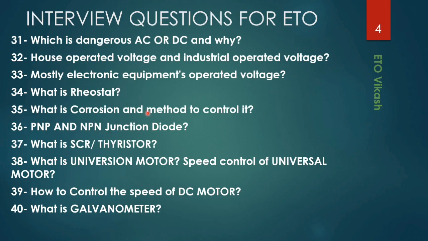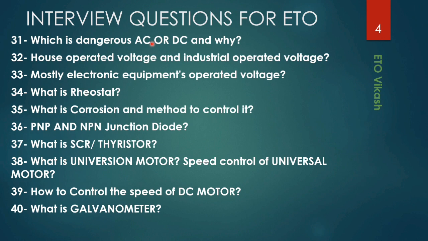Now the 31st question: which is dangerous, AC or DC, and why? DC is dangerous compared to AC. Why? Because in AC there is a 50 Hz or 60 Hz frequency, so sometimes the voltage reaches a maximum of 240, and at other times it comes to 0 because of that frequency.